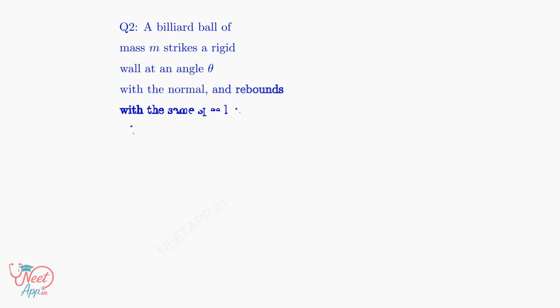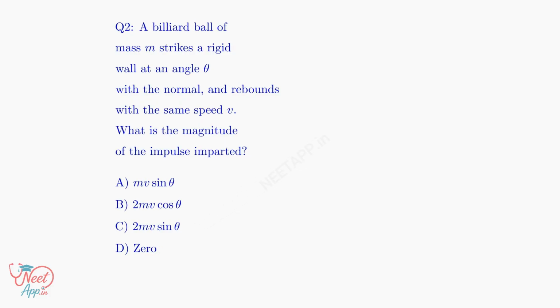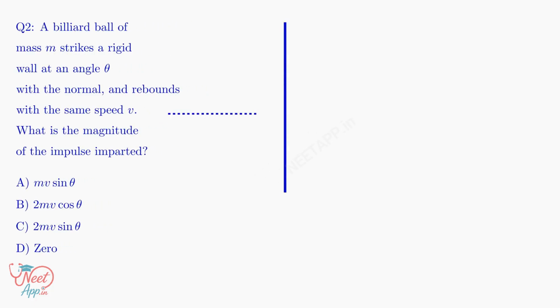Moving on to question 2. A classic wall reflection trap. A billiard ball of mass m strikes a rigid wall at an angle theta with the normal and rebounds with the same speed v. What is the magnitude of the impulse? Let's draw it out. Here is our vertical wall, the horizontal normal line, and our ball hitting at angle theta and bouncing off. The speed v remains constant.